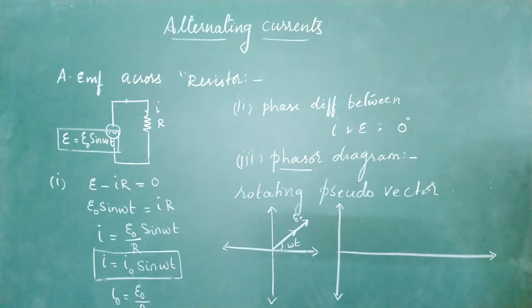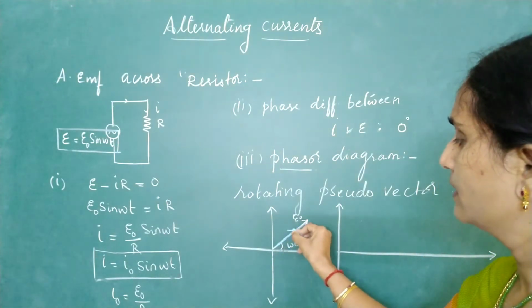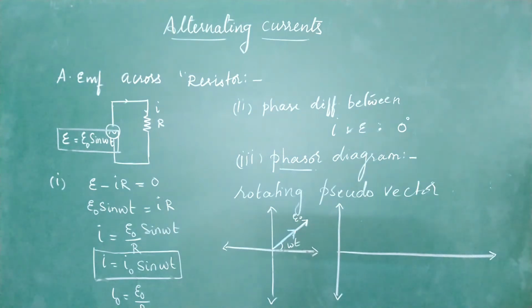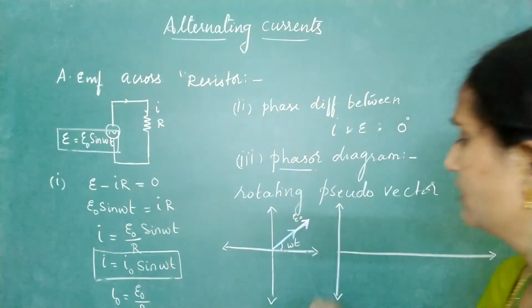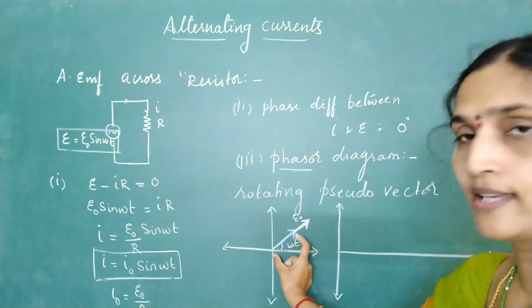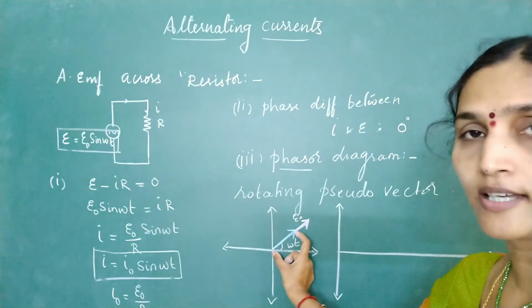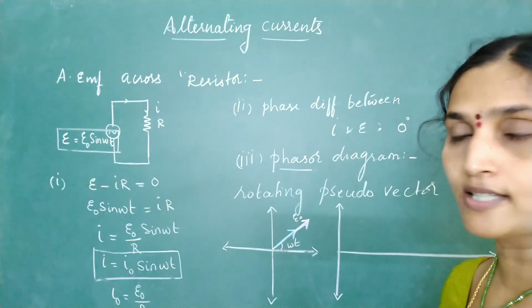For the second vector, I will change the color. I will represent current with a blue line. This is your current vector. And then EMF with a pink color. Two different colors I am using. E naught, or EMF, I am representing with violet, and this blue line indicates the amplitude of current. Both of them are making an angle omega t after t seconds.